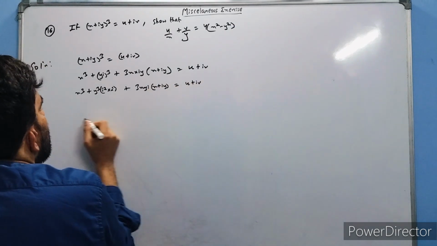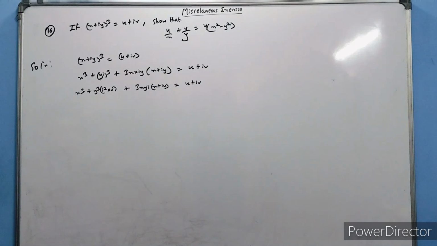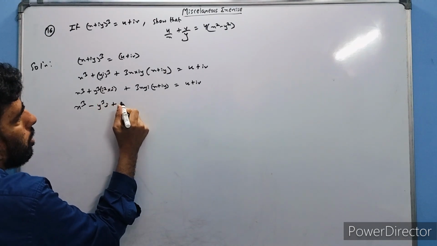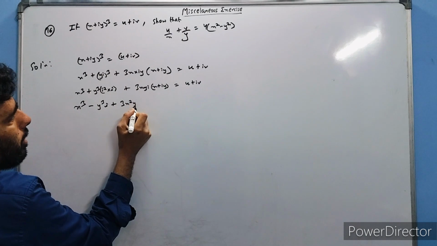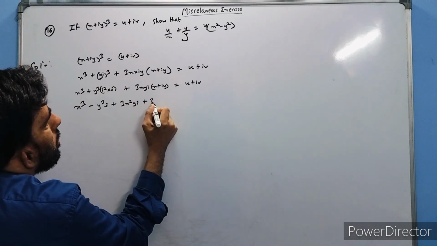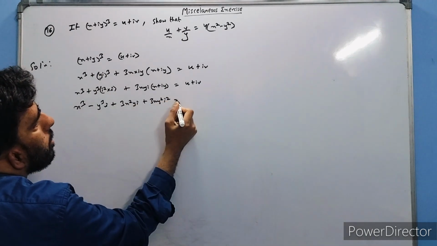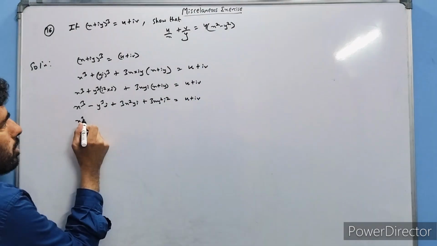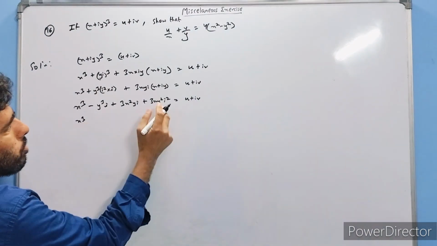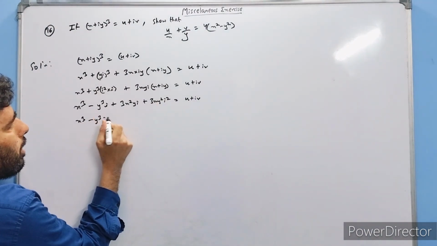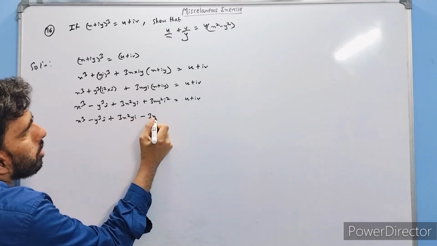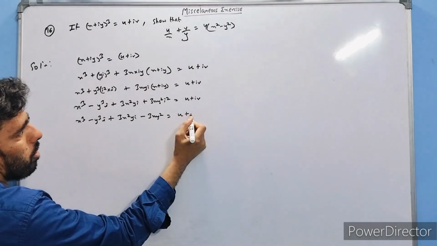So now I got here x³. Now i² means minus 1, so we have minus y³ i plus, and multiplying inside, 3x²yi plus 3xy²i² is equal to u + iv. So now I got here x³, so i² will be minus 1, so 3x²yi minus 3xy² is equal to u + iv.